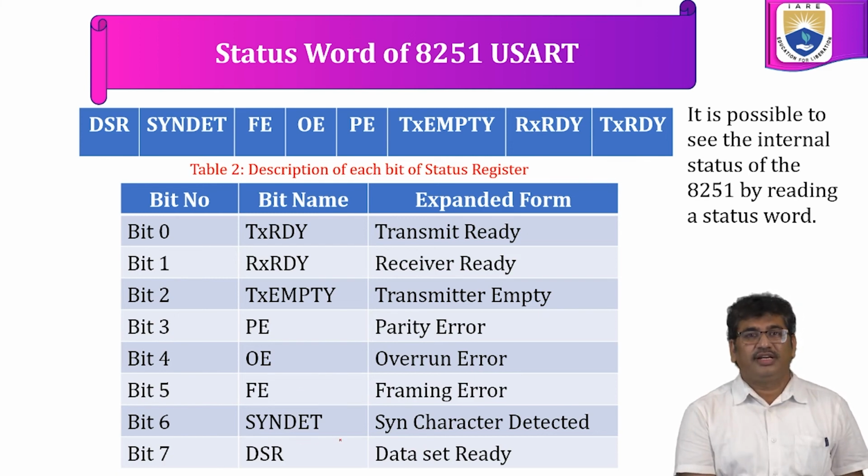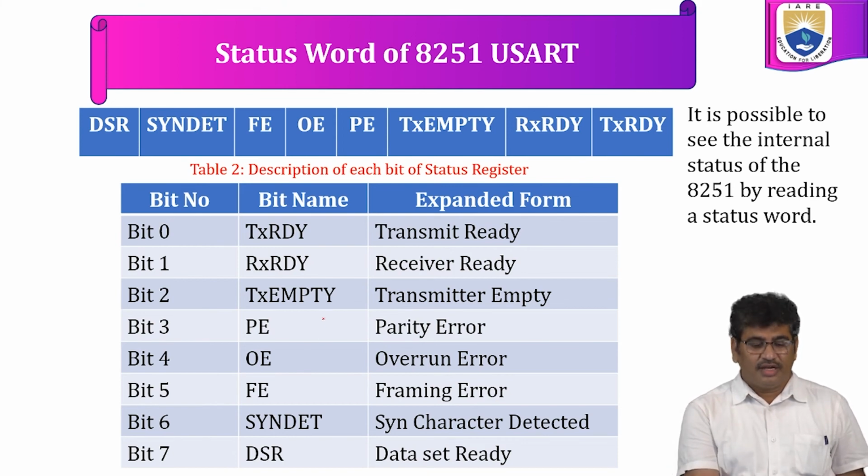Next, sync detect. Whenever a synchronous character is detected in synchronous communication, this bit is going to be 1. Then data set ready. Whenever you are communicating through a modem, if the data set ready is active, it will be reflected on DSR. Now we will see what various types of errors can occur.